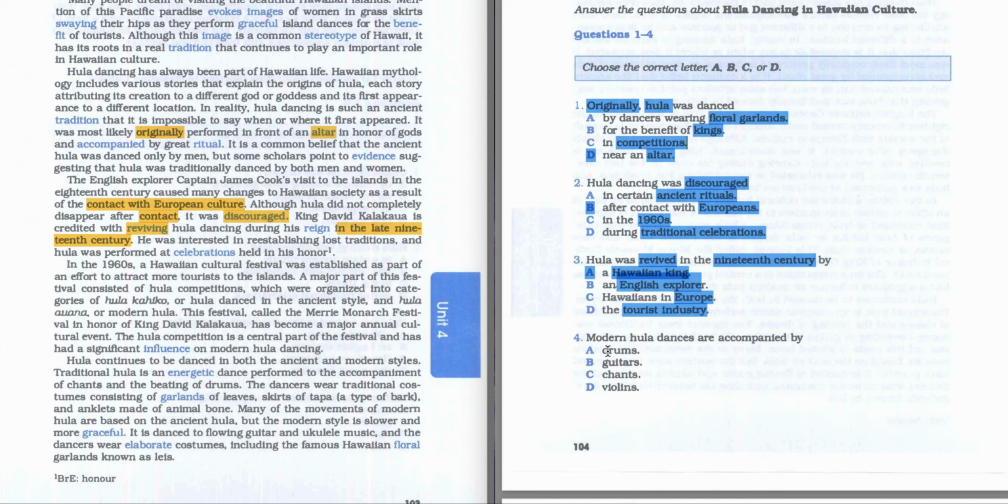Let's go further. Modern hula dances are accompanied by... So it's about modern hula. You have to be very careful with that. And our options: A, drums; B, guitars; C, chants; and D, violins. Let's highlight all of them, because these are going to be our keywords, and we have to pay more attention to modern hula dancing and the musical instruments. Let's scan further and try to find any information about modern hula. We have to focus on the question in order to find the answer.